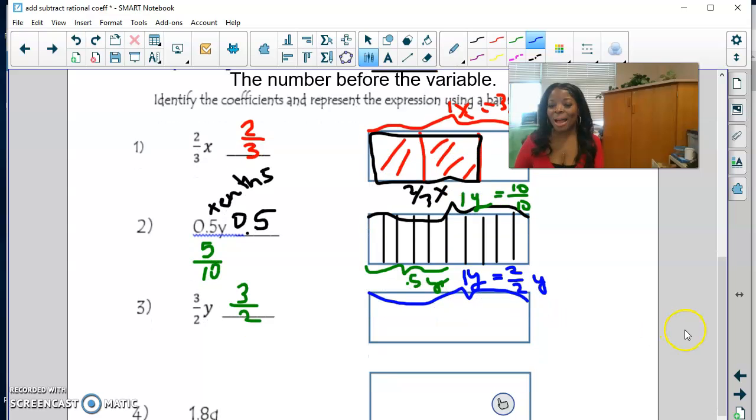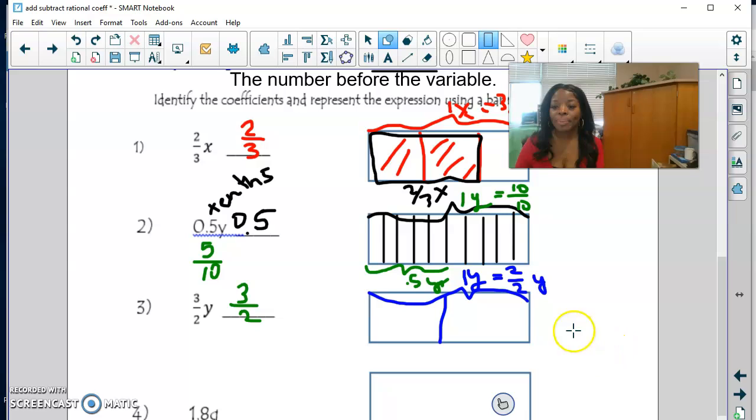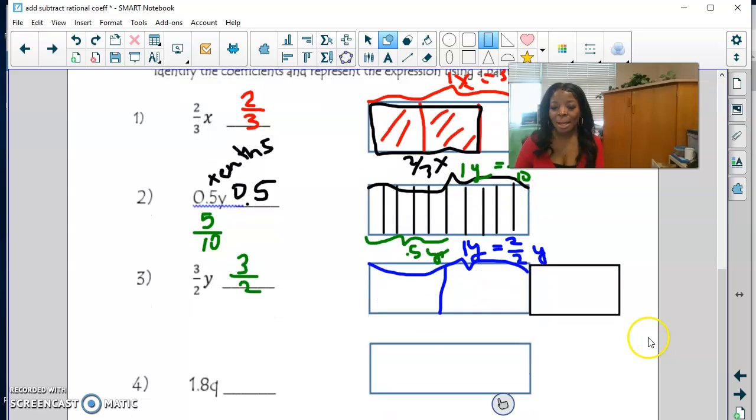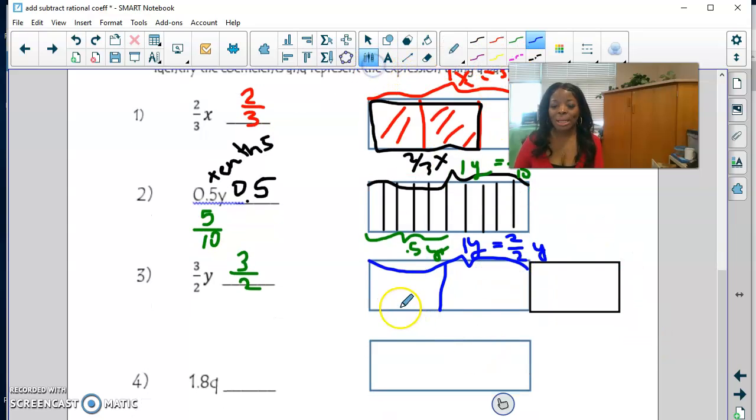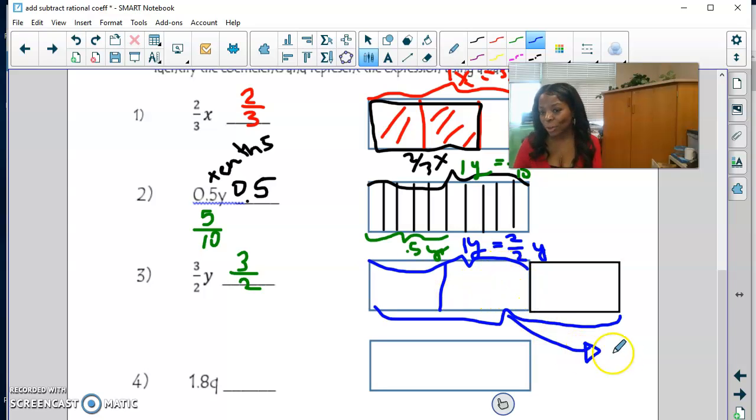All right, so let's do 3 halves. How many halves are in a whole? 2. Okay, so we have 2 halves. Do we need to add anything on? Another half. Great job. It's a little messy, but I think we're getting the drift of it. So this whole thing is 3 halves of y. Because the first bar is y. So when we have 3 1/2 parts, that's 3/2 of y.